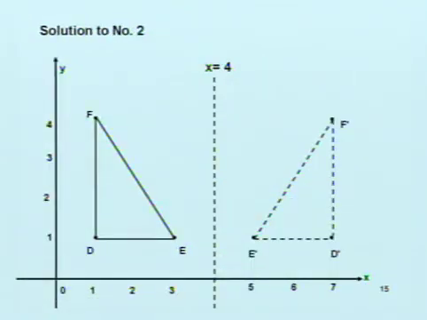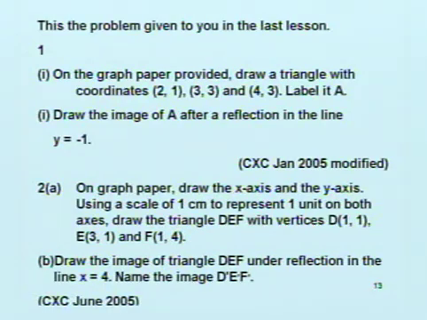Part 2. A. On graph paper, draw the x-axis and the y-axis. Using a scale of 1 cm to represent 1 unit on both axes, draw the triangle DEF with vertices D(1, 1), E(3, 1) and F(1, 4). And part B, draw the image of triangle DEF on the reflection in the line x equals 4. Name the image D dash, E dash, F dash. Question taken from June 2005.